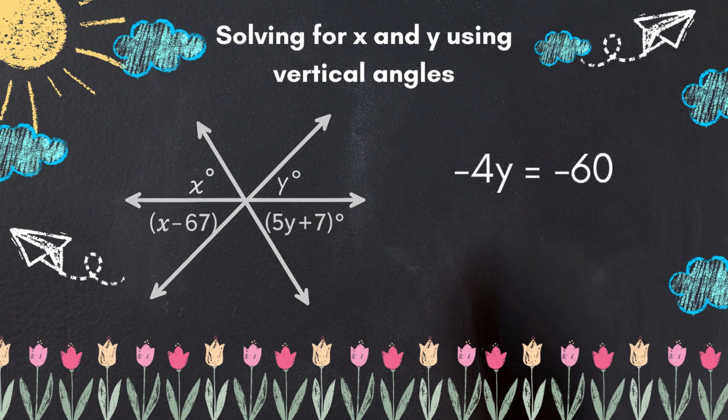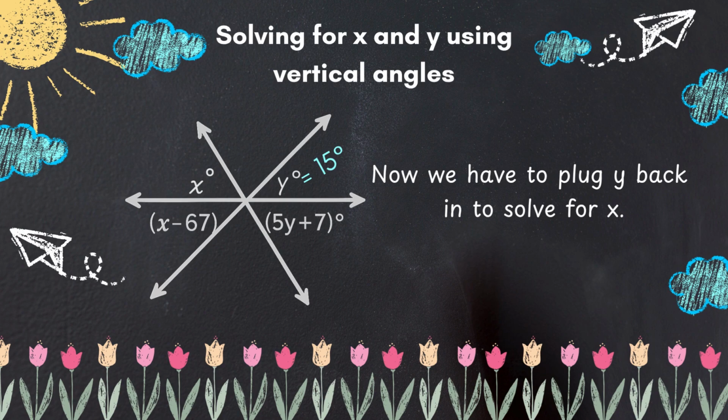The next step would be to get rid of the negative 4. Remember that whenever you have a number and a variable sitting next to each other, they are being multiplied. So to get rid of the negative 4, we would have to do the opposite, which is to divide. So we divide negative 4 from the left side, and we divide negative 4 from the right side, leaving us with y equals 15.